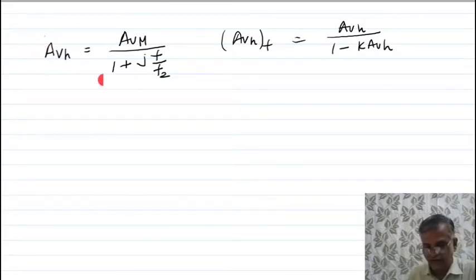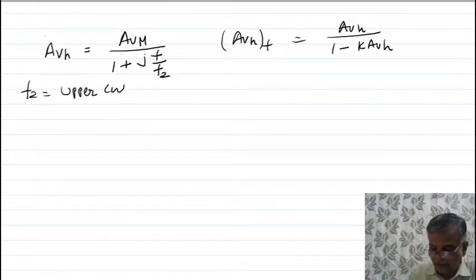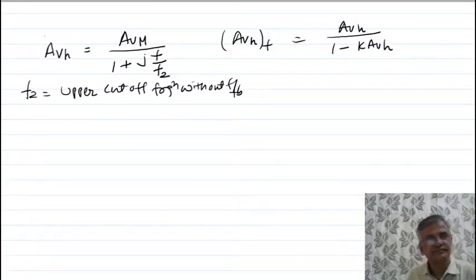This equation you already studied in the last semester. AVH is equal to AVM upon 1 plus jf by f2, where f2 is called the upper cutoff frequency without feedback. Right? Now we have given a feedback. What have we given? Negative feedback.